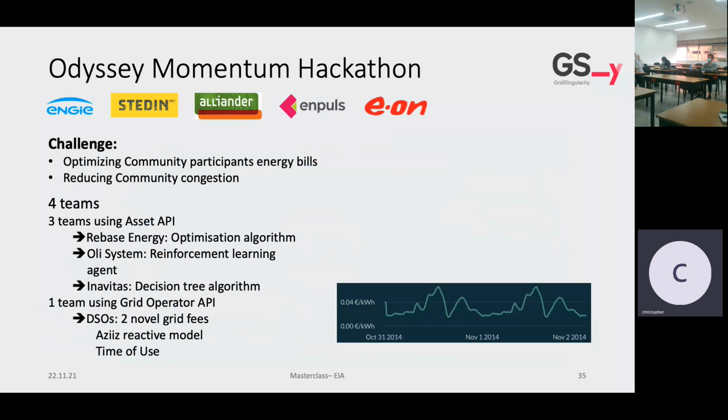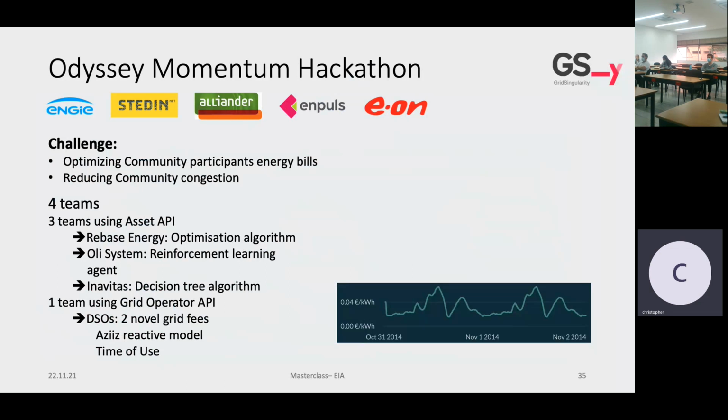The last team was grouping the 3 Dutch DSOs that I mentioned before, and they were using the Grid Operator API. Their goal was to reduce the peak import and peak export of the community by applying grid fees. So they proposed 2 novel grid fees. One was called the reactive model, which is basically looking into the past, so taking into account what the past imports and exports of the community were, and depending on those values, raising or decreasing the grid fees.